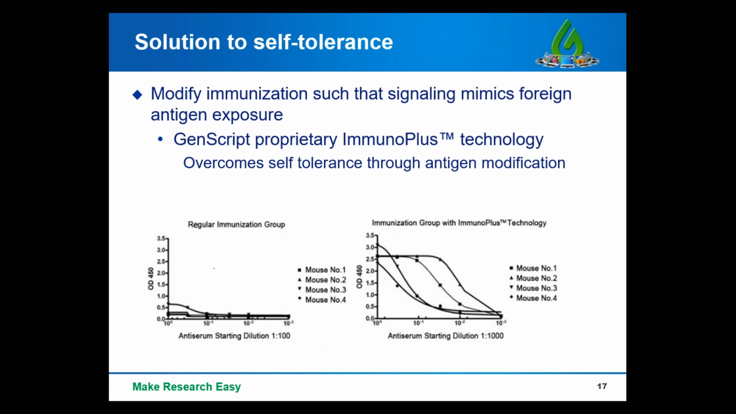We see here that the non-immunomodulated antibody response from a cohort of mice is nearly undetectable, as opposed to the cohort on the right, all of which received immunoplus antigen modification and so show significant specific antibody titers.